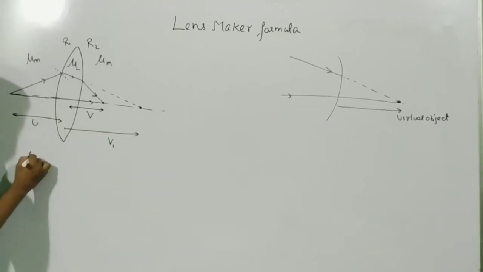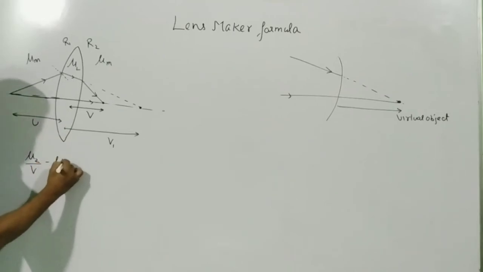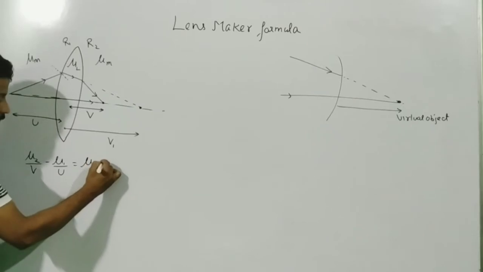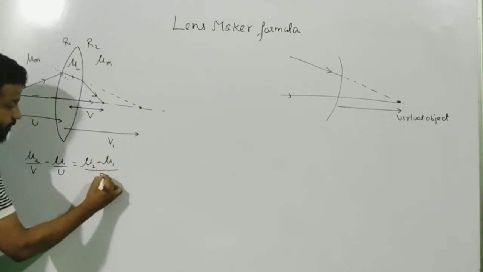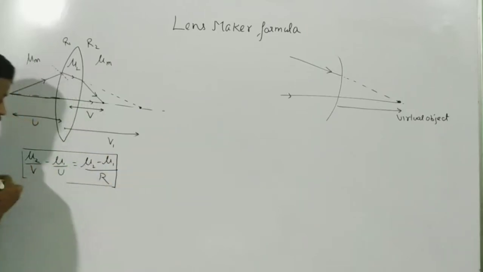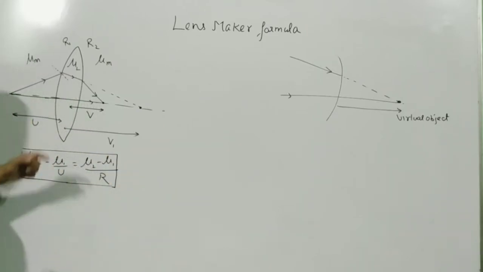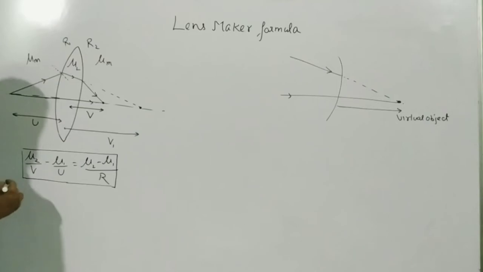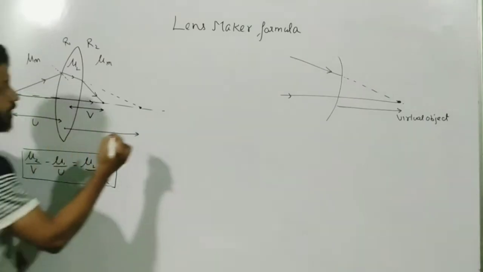To derive the formula, you have to first use the concept of refraction at a curved surface, and the formula is mu2 by v minus mu1 by u equals mu2 minus mu1 by r. Write this in a bracket because this is the formula which you are going to use. Now let us try to apply this for the first refraction. Let me write over here.